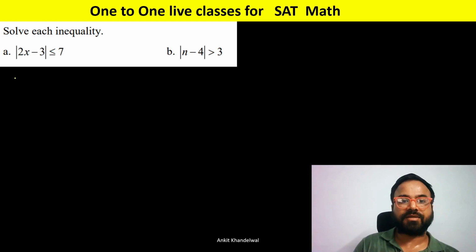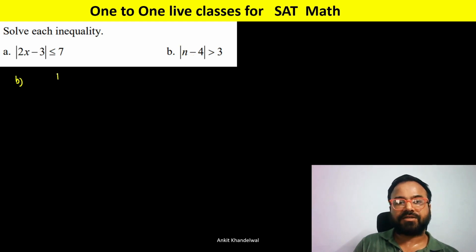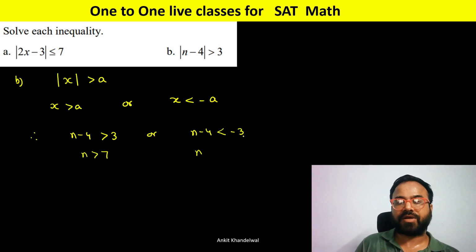And the b part, if you look at it, the absolute value of n minus 4 is greater than 3. So it is something like this: the absolute value of x is greater than a. If it is greater than a, we'll open it like this: x is greater than a or x is less than minus a. So therefore n minus 4 is greater than 3 or n minus 4 is less than minus 3. So adding 4 on both the sides, that is 7. Here also adding 4 on both the sides, so 4 minus 3 will be 1. So n is less than 1 or greater than 7.